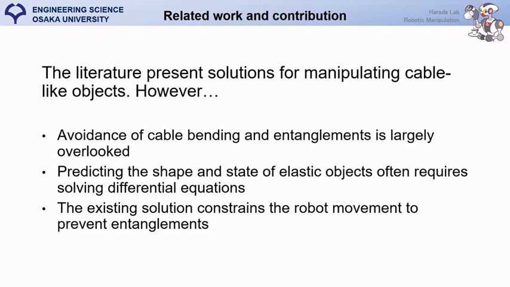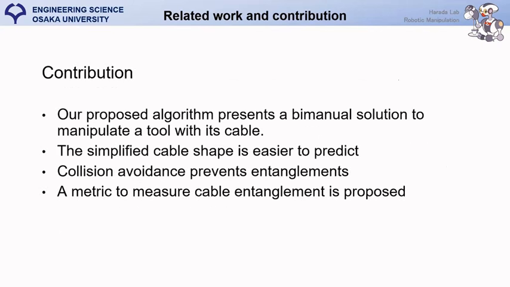It is also difficult to predict the shape and state of the object, and the existing solutions constrain the robot movement to prevent entanglements. Our contribution is a bimanual planner to manipulate the tool with its cable, simplifying its shape, and using collision avoidance to prevent entanglements. We also propose a metric to measure the cable entanglement and compare it to other solutions.